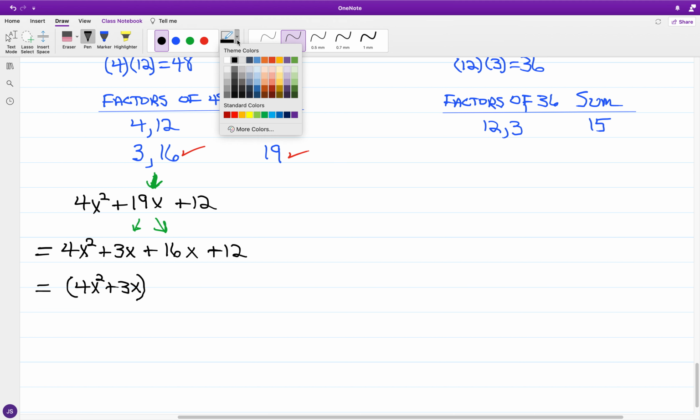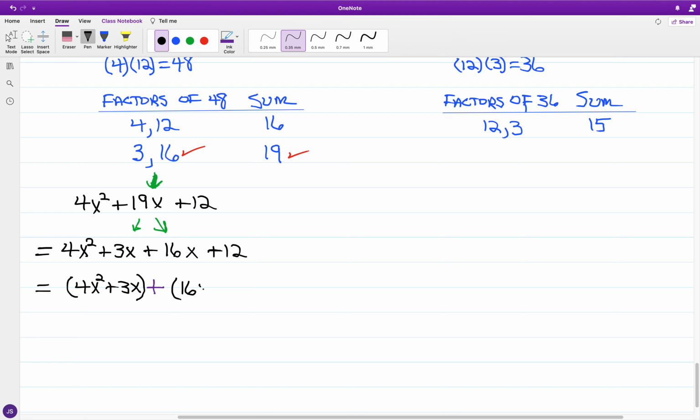And once again, we had the middle operation to be addition. And we have grouping together the last two terms, so we have 16x plus 12. Again, we still have 4x squared plus 3x plus 16x plus 12. And taking the greatest common factors of each of the pairs. So for 4x squared plus 3x, the greatest common factor is going to be x.